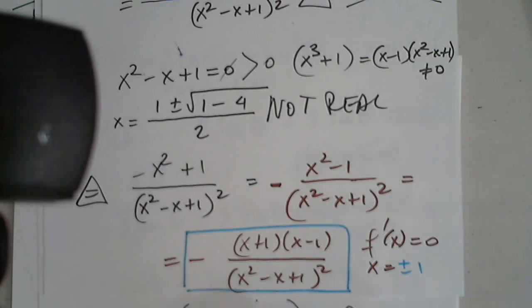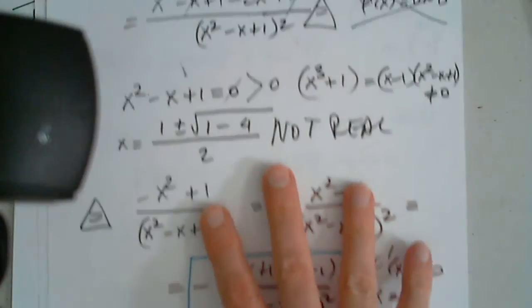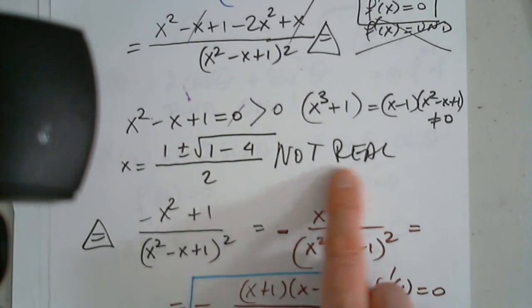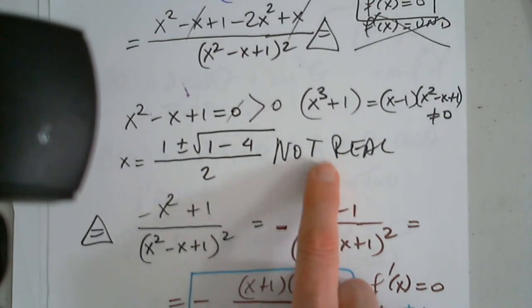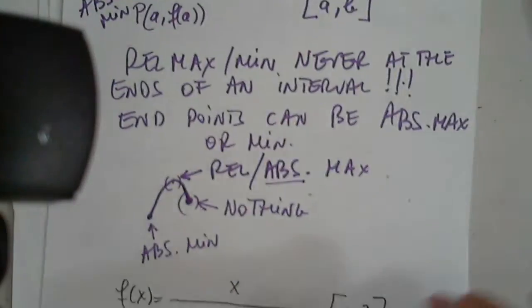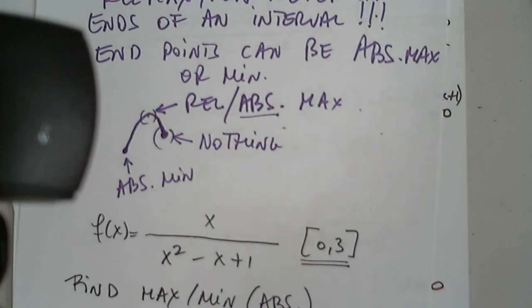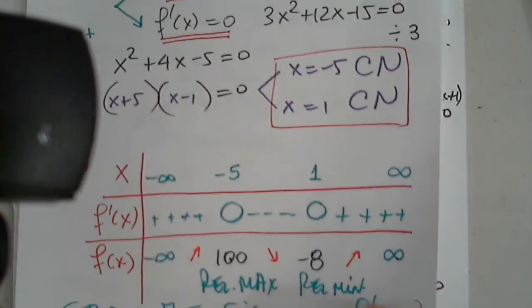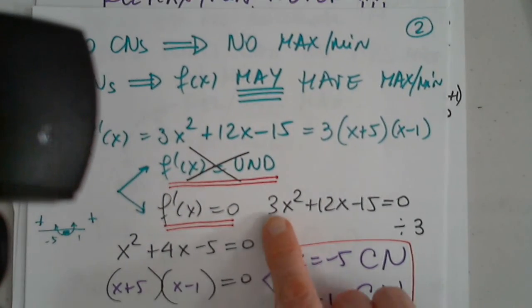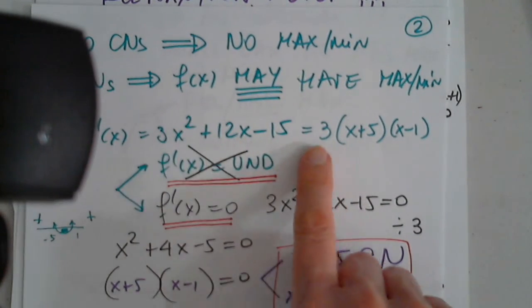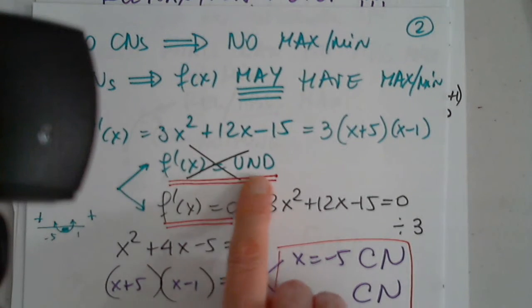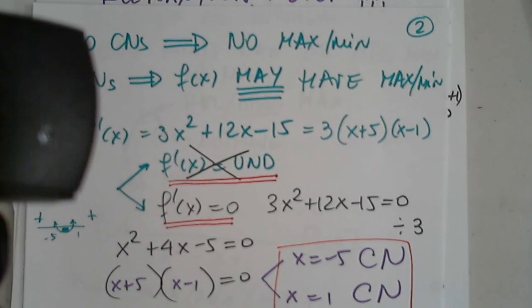Here, it's never undefined because, again, the same situation. This is never 0. I was telling you here that this will not be ever 0. It's not real. This is a polynomial function, so this cannot be undefined. This is a polynomial function. This cannot be undefined because a polynomial function is always defined.